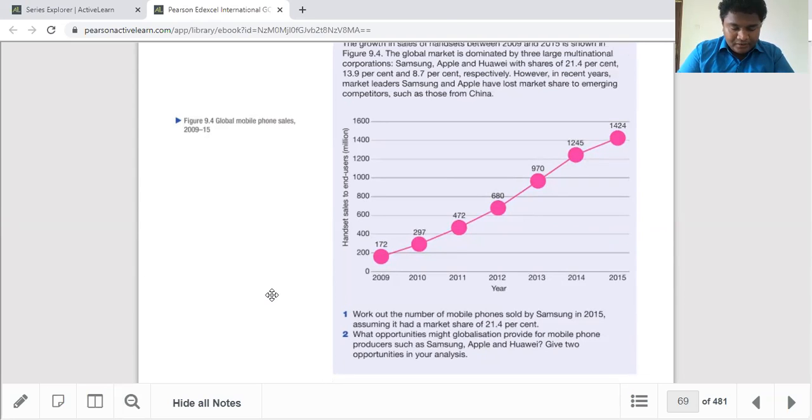One important opportunity that producers like Samsung, Apple, and Huawei might benefit from is lower cost. If businesses are able to grow by increasing output to a larger market, they may be able to lower their costs. This is because as firms grow, they can exploit economies of scale. These are the cost reductions that firms can enjoy as they grow. Look at the development: by operating in the global market, they can reduce the cost. Now we are going to develop that answer.